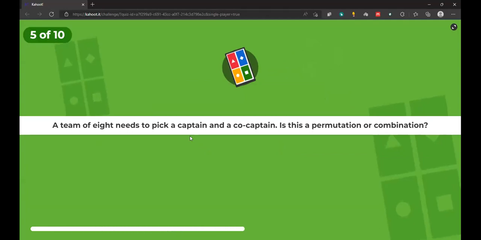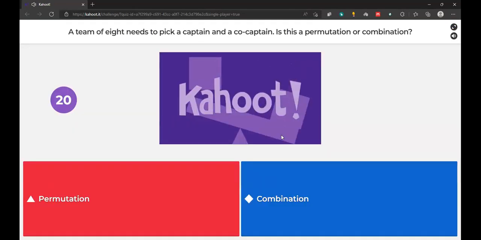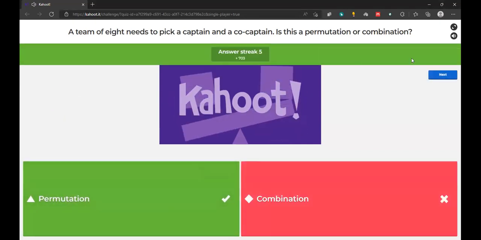A team of 8 needs to pick a captain and a co-captain. Is this a permutation or combination? No more computation. But remember, it looks for a captain and a co-captain. There is a position, there is a role, so that is permutation.